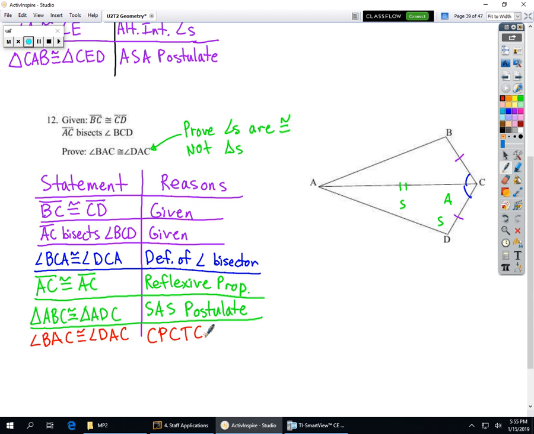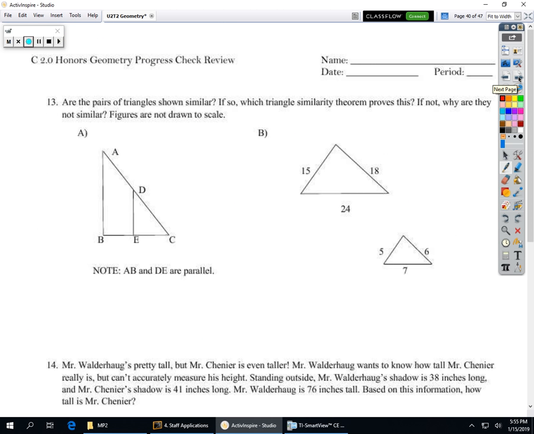All right, so we're done with proofs. Got a few more to go. Oh my goodness, similarity. All right. Are the triangles shown similar? And then if so, we're going to talk about which ones work. Notes. AB and DE are parallel. Okay, let's mark these as parallel. If they're parallel, what do I know about the angles here? I know that these angles are corresponding.